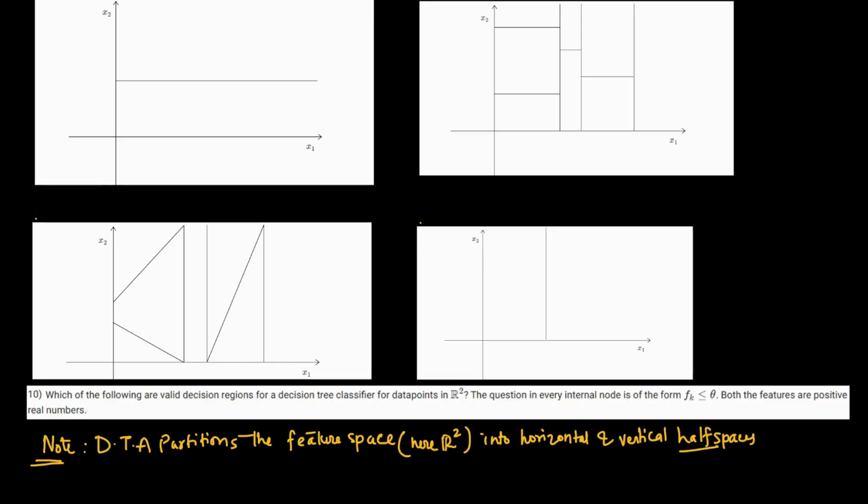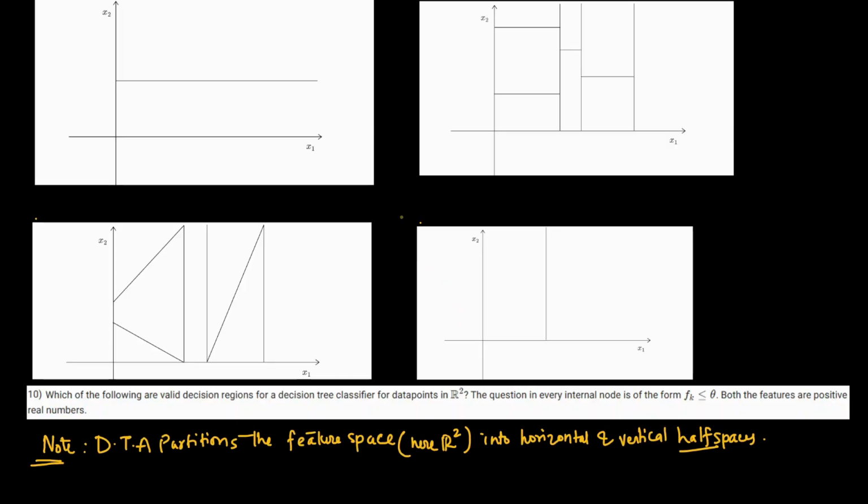Half spaces need not mean that it's exactly half, but it will draw horizontal and vertical lines to separate the data points. That is the whole idea. And why is this the case? Because at every point it's asking a question of less than or greater than. So at every point it's drawing either a horizontal line or a vertical line, depending on if it's asking a question based on x1 or x2. That is the whole idea behind it. If you want further illustrations on the decision tree algorithm or any of the other algorithms, let me know in the comments down below.